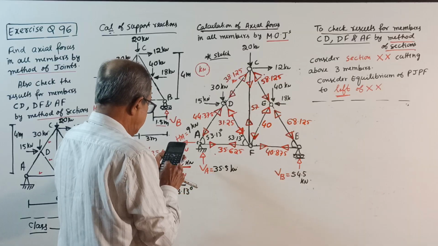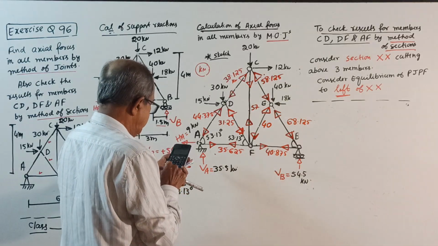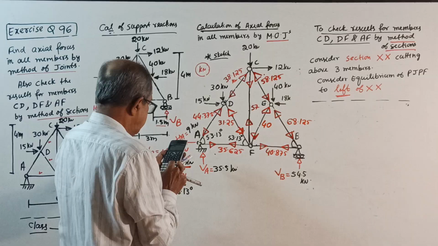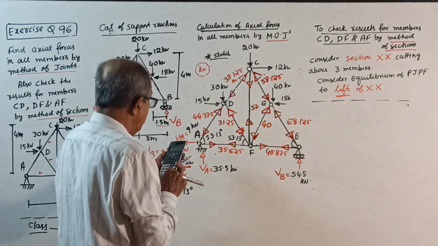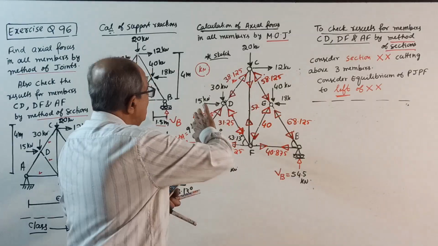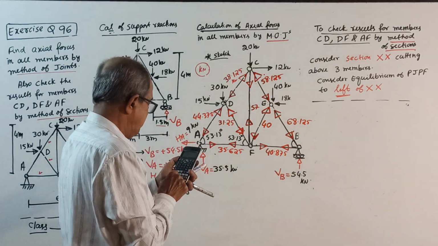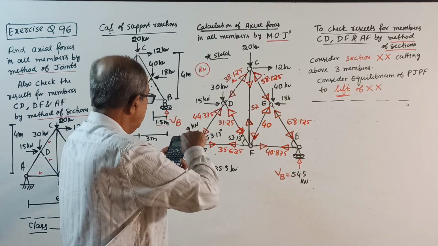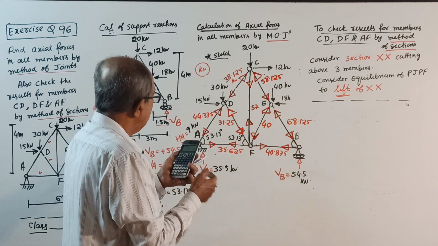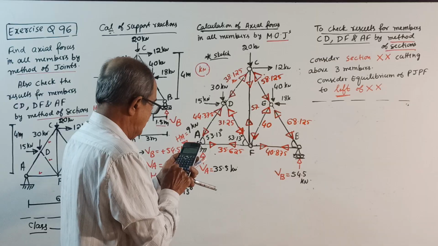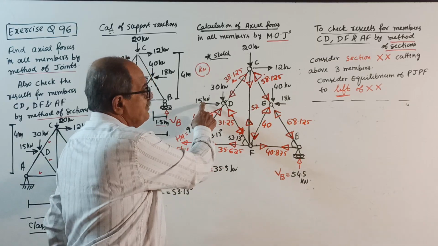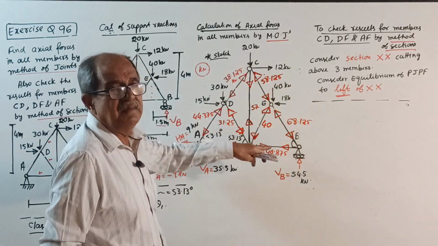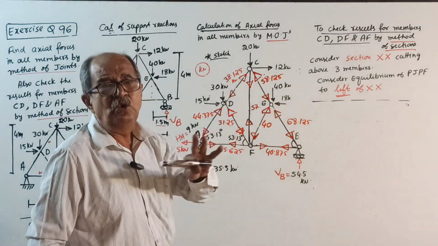44.375 minus 38.125 into 0.8 is the vertical upward component, plus 31.25 also into 0.8, is 30. Perfectly tally. Horizontal equilibrium: 44.375 minus 38.125 into 0.6 is the right side 3.75, then minus 31.25 into 0.6, 15. Perfectly tally. So everything is perfect. That is the result by method of joints. Now I will go to method of sections.